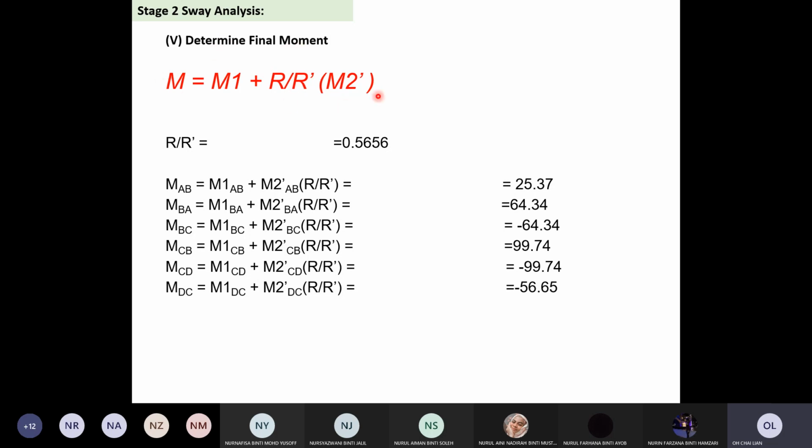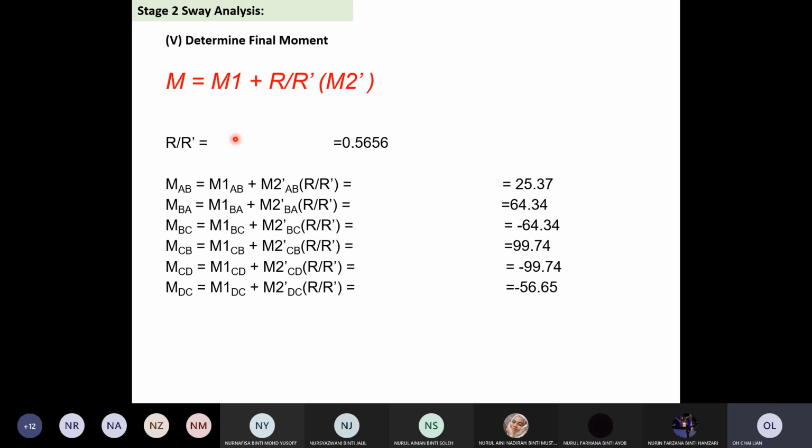Now this will be the last process where you need to determine the final moments. So these equations will be used. How to apply these equations? First, you need to know how to get the M1. M1 is from your moment distribution table number 1. M2 prime is from moment distribution table number 2. R is from the stage 1 analysis, and R prime is from the stage 2 analysis. We also call this R divided by R prime a correction factor.